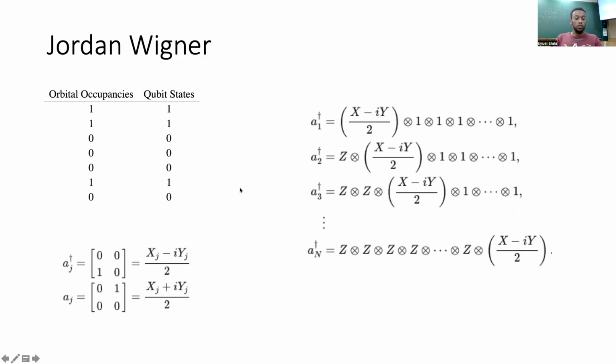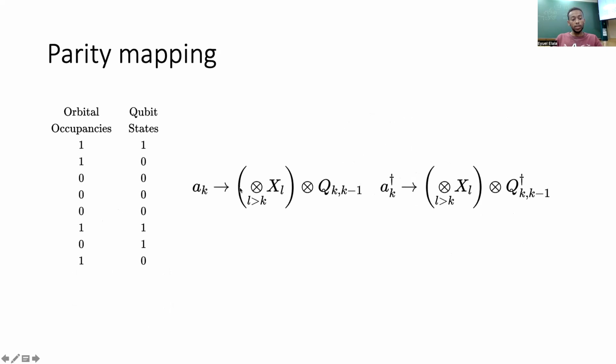So yeah, this is the Jordan-Wigner mapping. And we have another kind of mapping called parity mapping. It has some advantage over the Jordan-Wigner mapping. In the parity mapping, we have this orbital occupancy, 1 1 0 0 0. Like if it is 1, it's occupied.